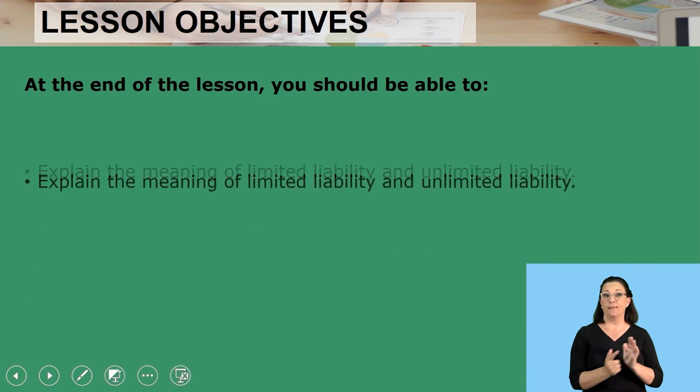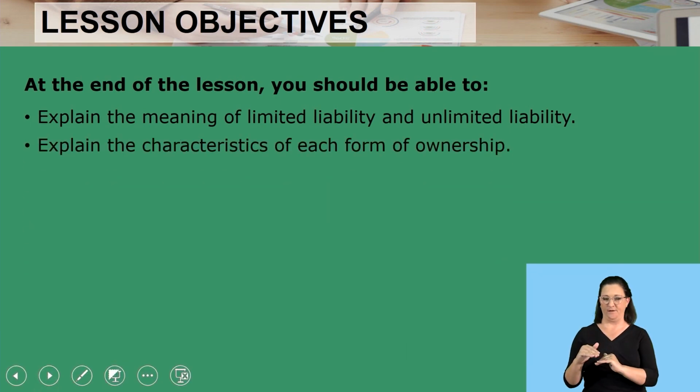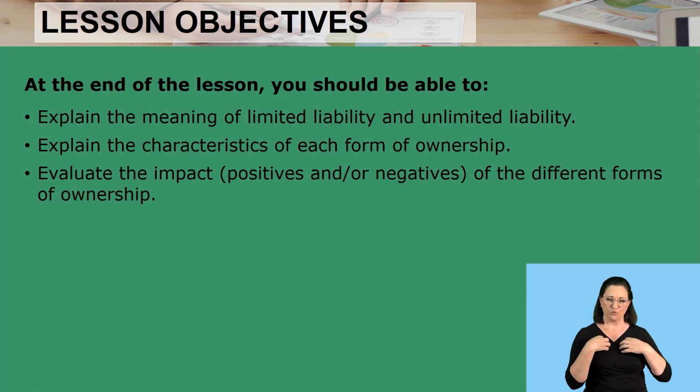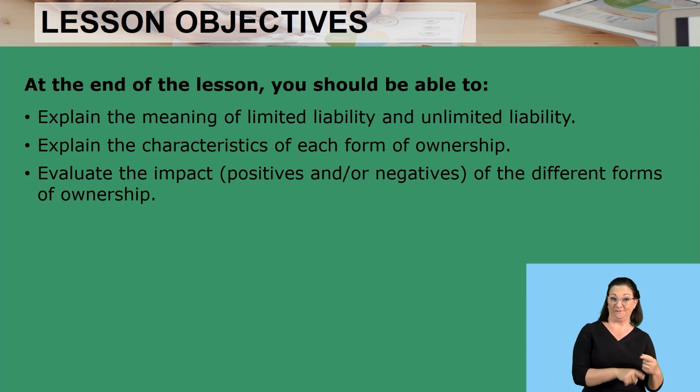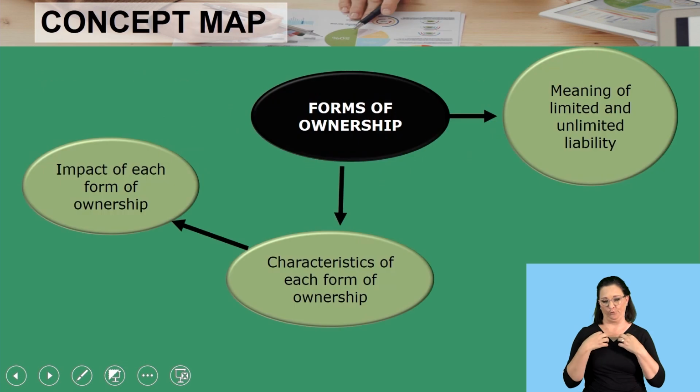Now, lesson objectives for our lesson. At the end of this lesson, you should be able to explain the meaning of limited liability and unlimited liability. You should further explain the characteristics of each form of ownership. Then you should evaluate the impact, or positives and negatives, of the different forms of ownership.